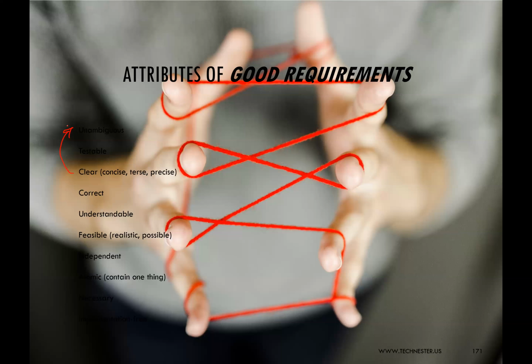It should be feasible. A good requirement should be feasible. So it should be realistic. It should be possible. A good requirement should be independent, meaning you should not have your requirements dependent on other requirements. So each requirement should stand alone.